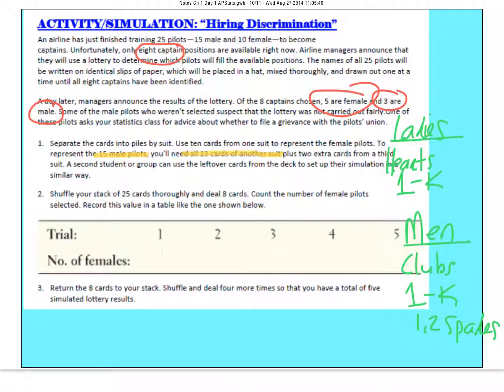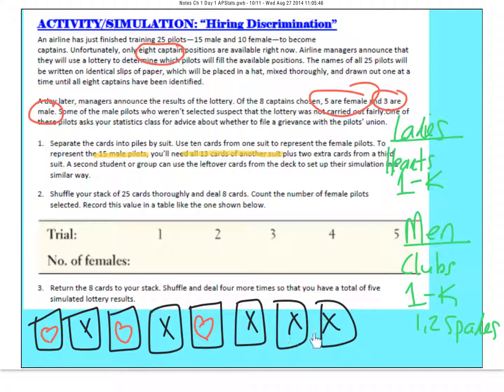We could use all of the clubs, the ace through the king, which is 13. And then how about the ace and 2 of spades? So we'll have all of those black cards. If we put all 25 of these cards in one pile and shuffle them, we could select 8 different cards. Of those 8 cards that show up, we would just count how many represent the women and how many represent the males.